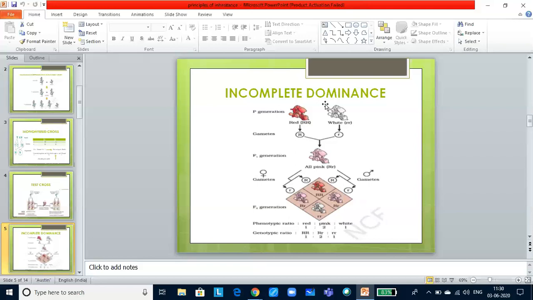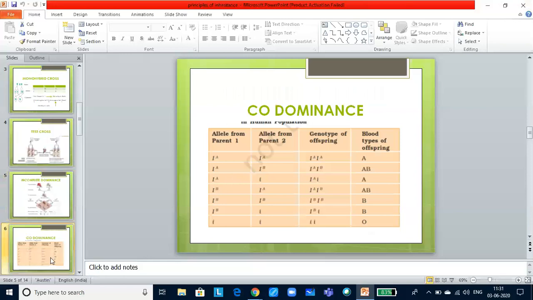Here, if the genotype is capital R capital R, the plant will produce a red flower. If it is capital R small r, then the plant is going to produce a pink flower, and if it is lowercase r lowercase r, then it is going to produce a white flower. So here the phenotypic ratio and genotypic ratio are the same, that is 1:2:1. This is similar to the genotypic ratio of a monohybrid cross. Now let us look at codominance.